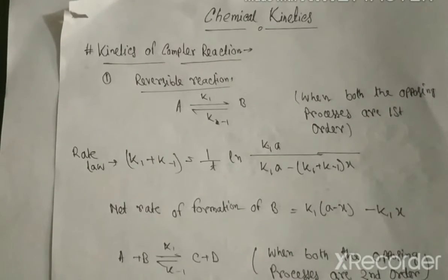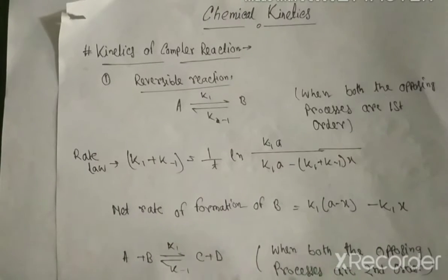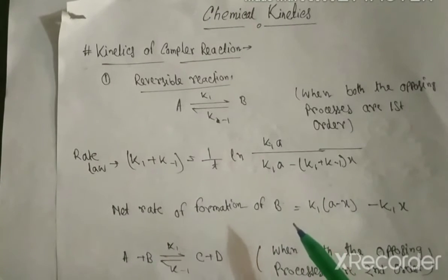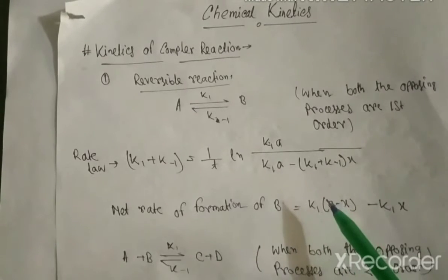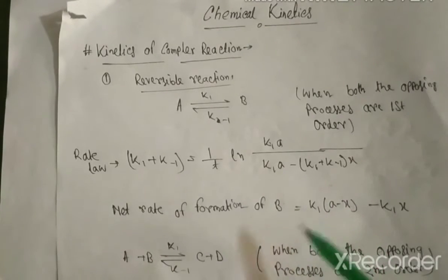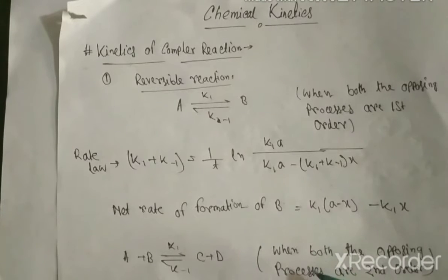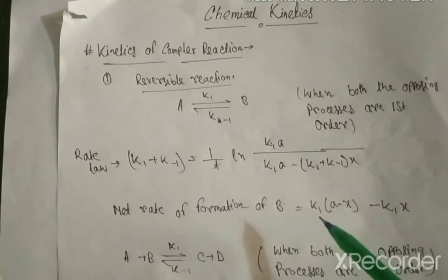Today we are going to discuss the second part of chemical kinetics. That is, in this part we will discuss the kinetics of complex reactions and collision theory. In the first part we have already discussed the basic part of chemical kinetics. If you want to see the previous video, I will give the link in the I button. You can see it from there.